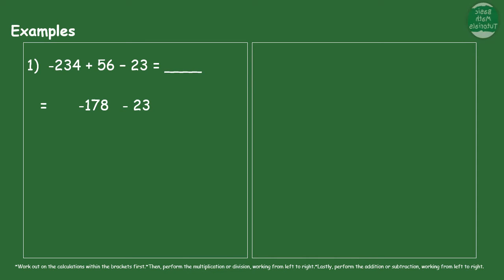So that's going to be negative 178 minus 23. And next, we'll just continue working on it. Since both are negative, it's going to be negative 201. Very good. Now let's go to the second example.